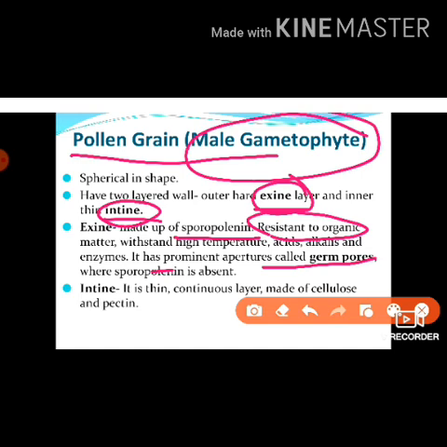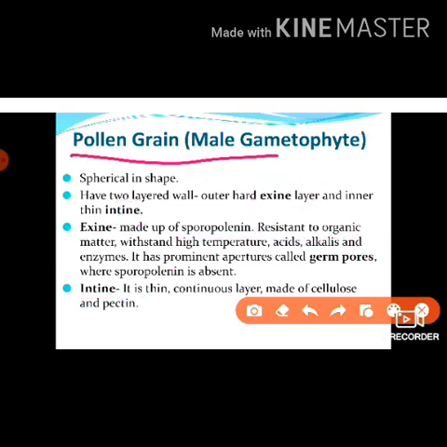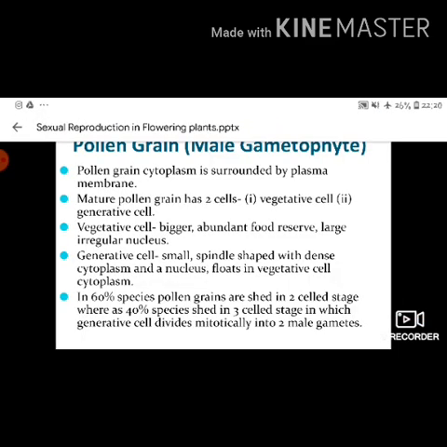It is important, they will ask the question for your NEET as well as for CET. Exine is mainly made up of sporopollenin. And then after that there is the intine, a thin continuous layer mainly made up of cellulose and pectin. Important, please remember: exine is mainly made up of sporopollenin and intine is mainly made up of cellulose and pectin. This is the pollen grain structure or male gametophyte.